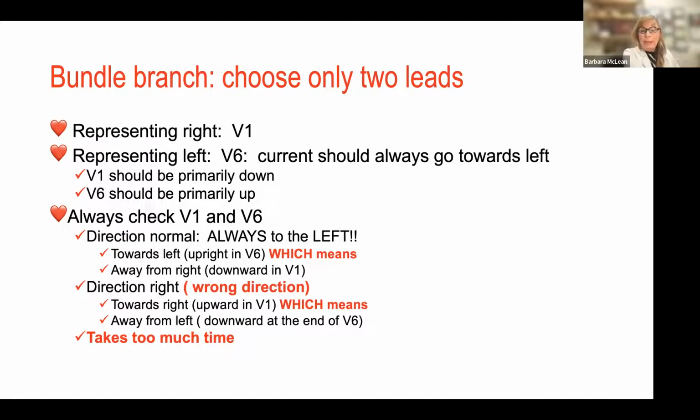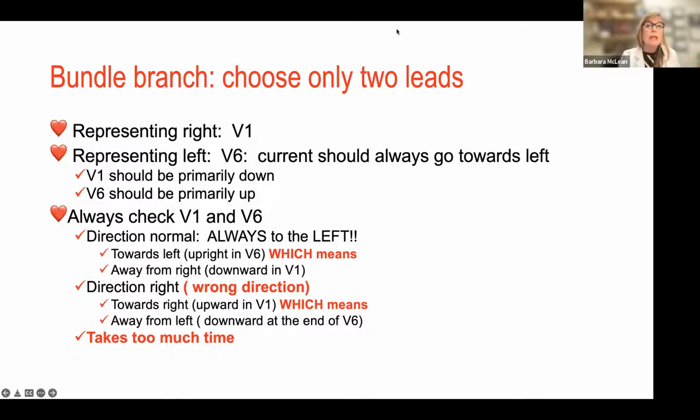Now, remember, for axis, we choose 2 limb leads. For bundle branch block, we're going to choose 2 chest leads. We're going to choose the V1 lead, which represents current towards the right, and the V6 lead, which represents current towards the left. Current should always go to the left, to the left, to the left. All your voltage ought to go to the left.